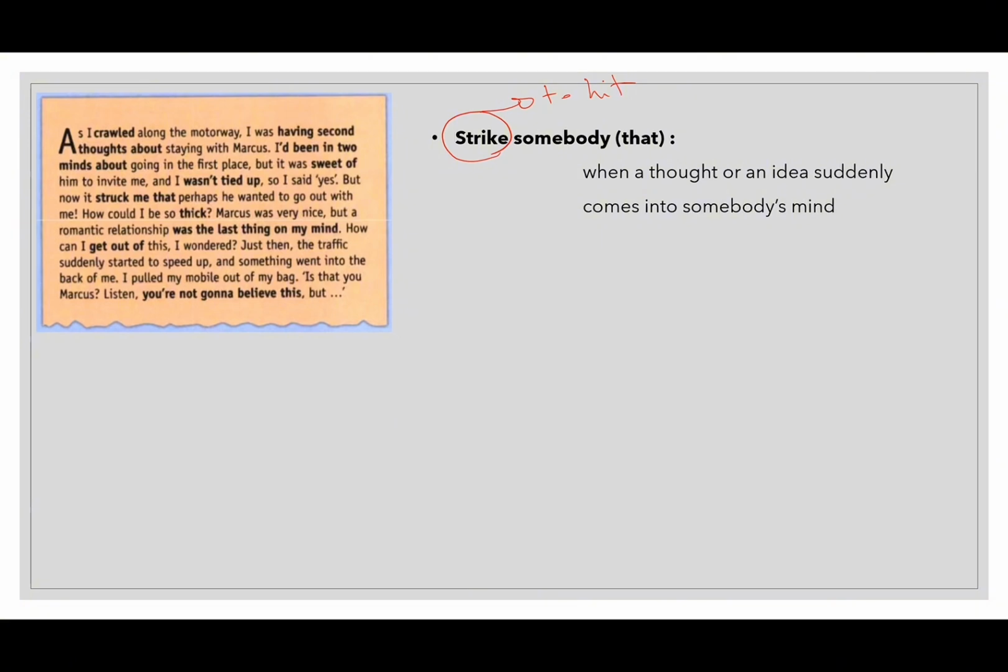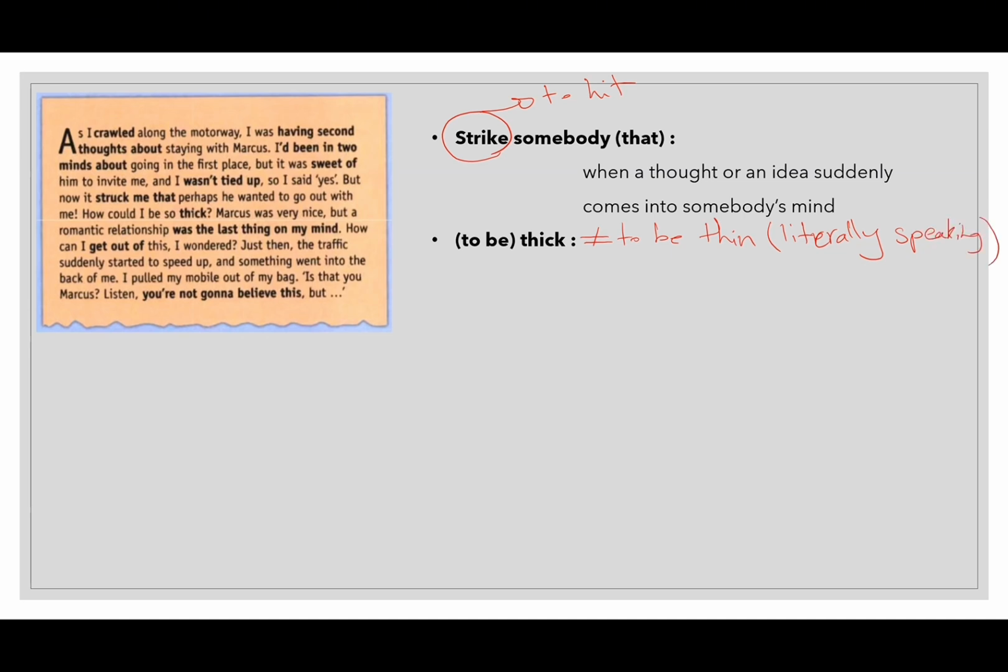Okay, how could I be so thick? To be thick. Okay, we know thick literally is the opposite of to be thin. But that is only literal. Literally speaking.